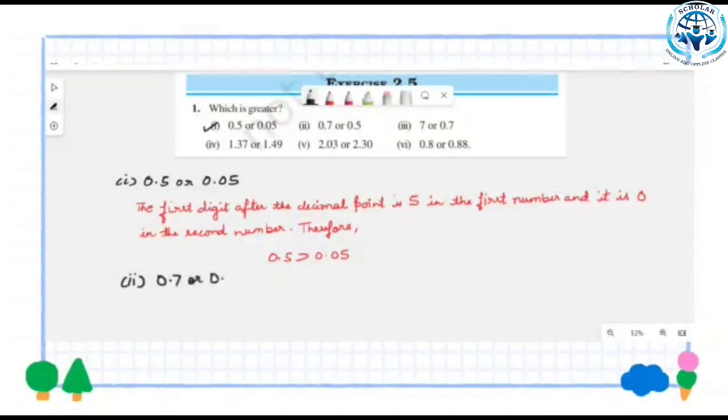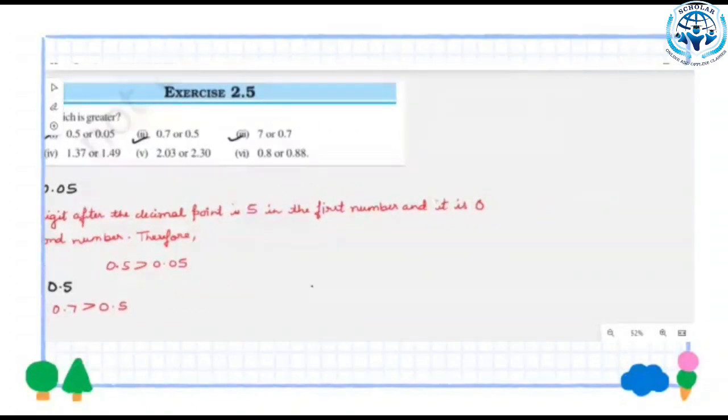Move to the second one, 0.7 or 0.5. 0.7, because the first digit is 0 in both the numbers and the first digit after the decimal in the first number is 7, which is greater than 5. Third one, 7 or 0.7. Now we can write 7 as 7.0, as 7 is a whole number. So the first digit in the first number is 7 and the first digit in the second number is 0. Which is greater, 7 or 0? 7. So 7 is greater than 0.7.